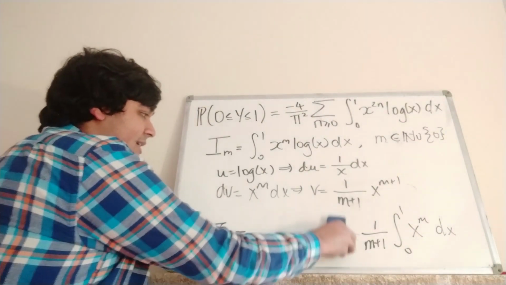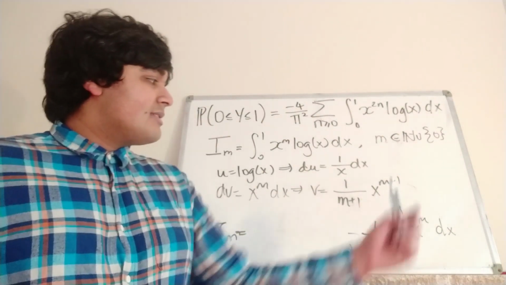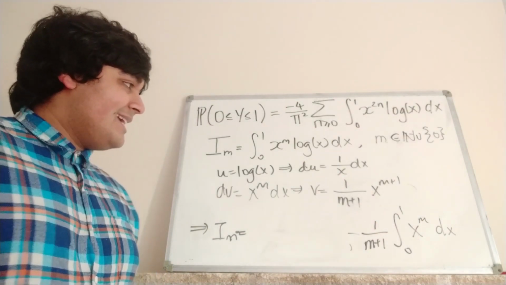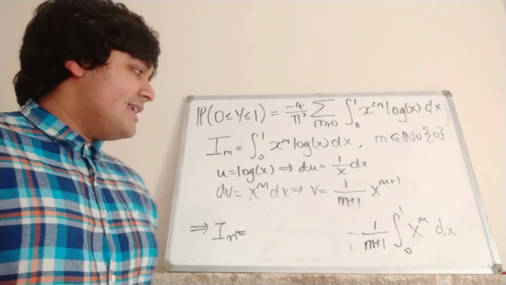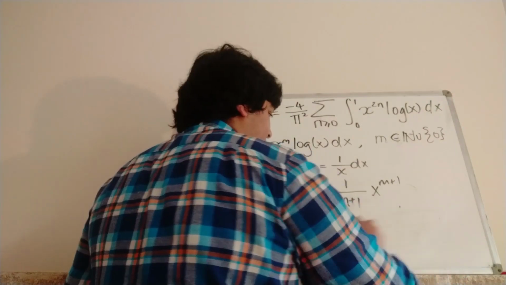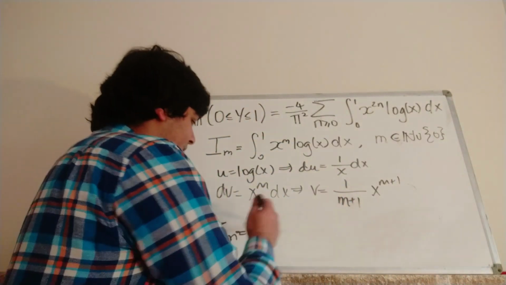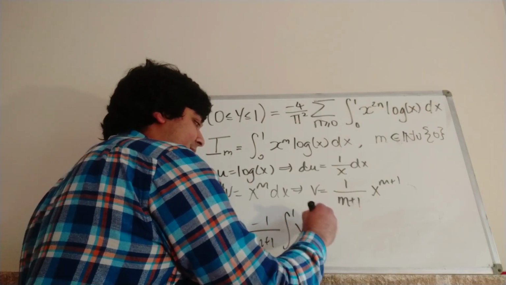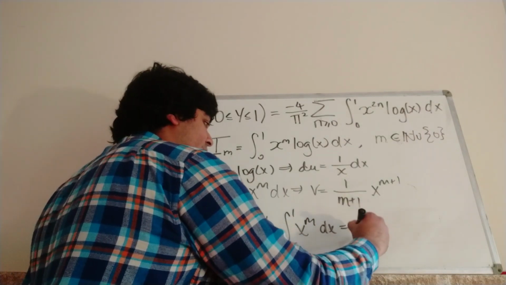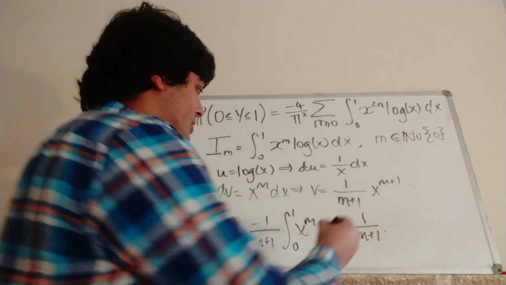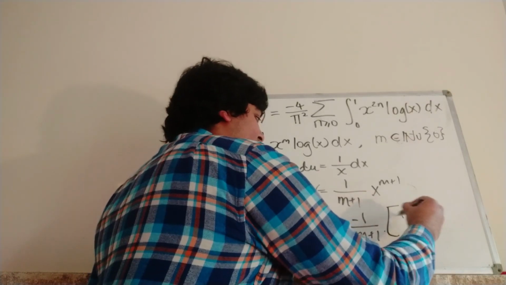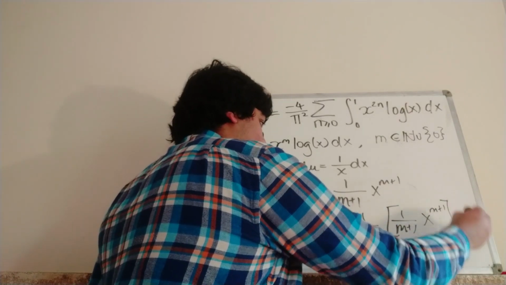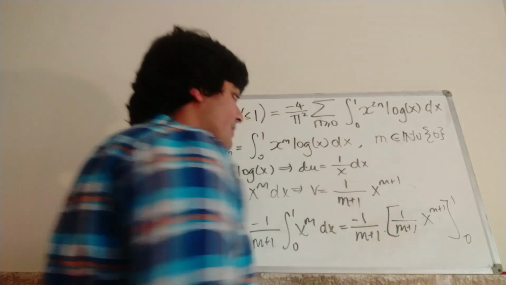So Im is just minus 1 over m plus 1 times the integral from 0 to 1 of x to the m dx. Okay, and this thing we can just integrate. So let me just write it out again here: minus 1 over m plus 1 times the integral from 0 to 1 of x to the m dx. But this is, of course, minus 1 over m plus 1 times 1 over m plus 1 times x to the m plus 1 from 0 to 1.